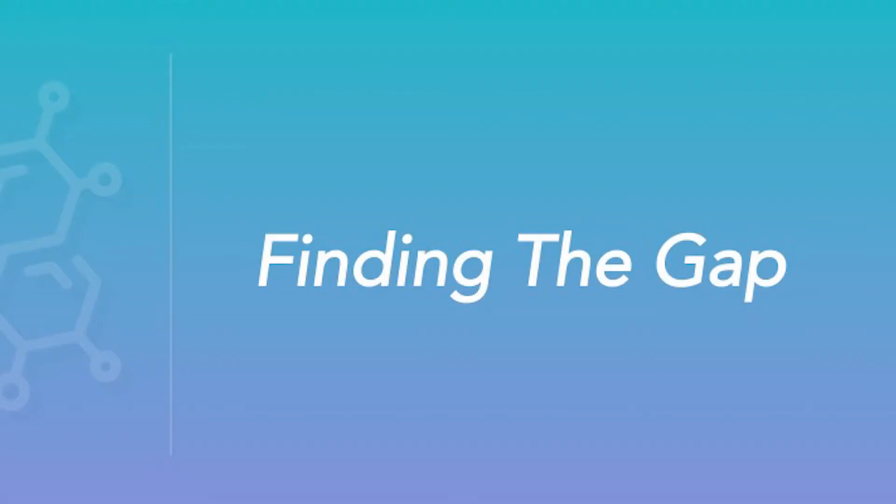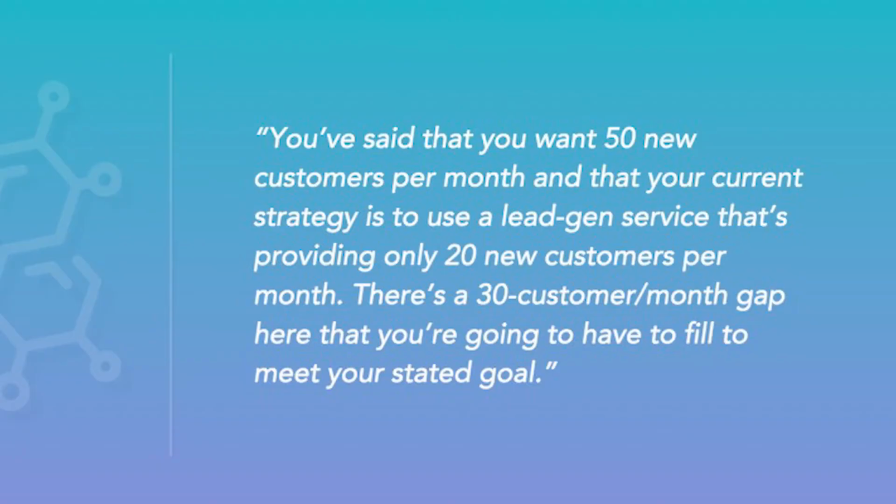That elegant line of questioning is called finding the gap. The gap is any disconnect between a prospect's plans and goals based on their current situation. When we find a gap, the result is real and meaningful need for change, and that's the point of Sale 1. You've said that you want 50 new customers per month and that your current strategy is to use a lead gen service that's providing only 20 new customers per month. There's a 30 customer per month gap here that you're going to have to fill to meet your stated goal.